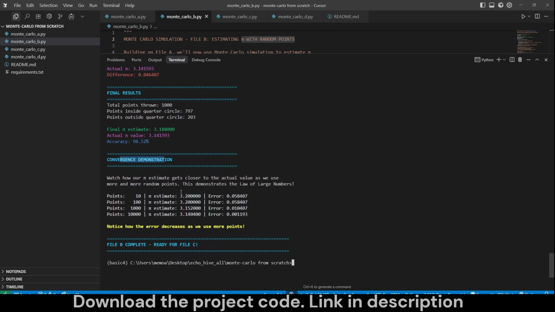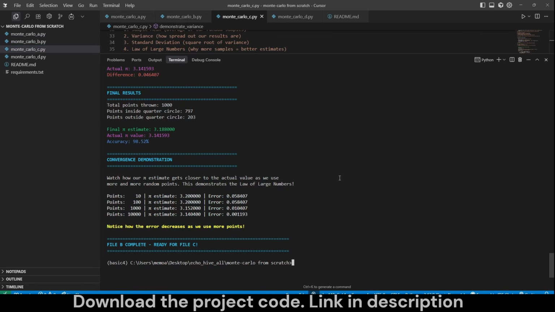So here's the convergence demonstration. As you can see, with just 10 points, the error is higher. It didn't much improve at 100 due to the random nature of it, but at 1,000, our error went down almost sixfold, and with 10,000, our error went down another tenfold. Yeah, the error decreases if you use more points.